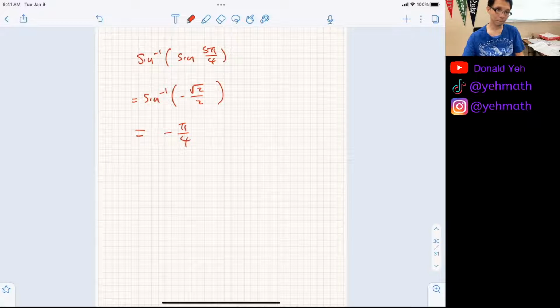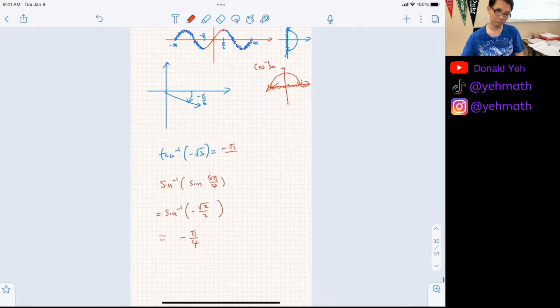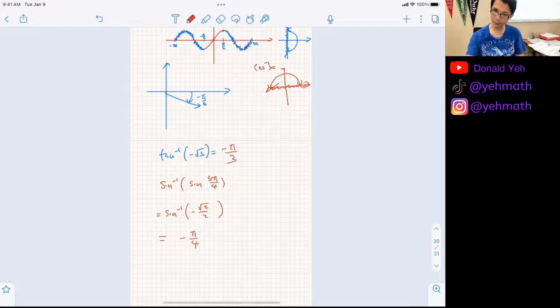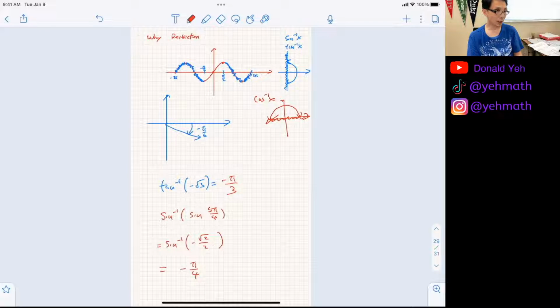Go back up a little bit to the ratio. This one is negative pi over 3. The blue one right next to the sine graph, that's the sine and tangent, right? Yeah, tangent doesn't touch the axis. Sine can touch the axis. So you can have inverse sine of 1, and that's equal to pi over 2. But you cannot have inverse sine of infinity, because over there is infinite.